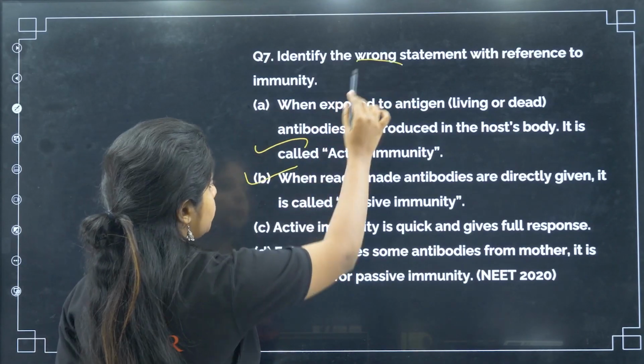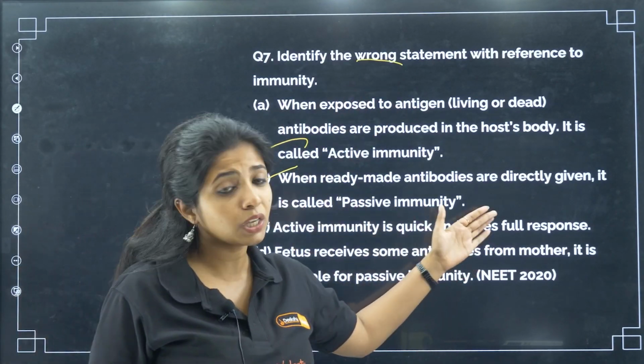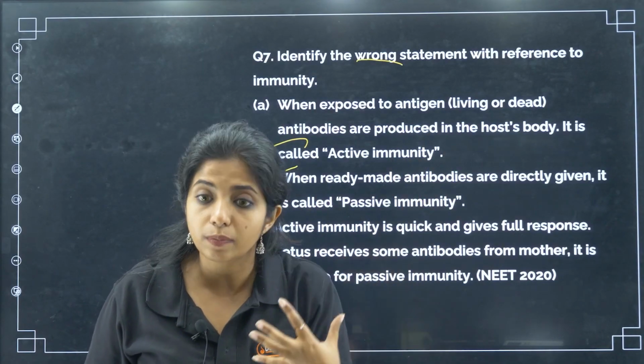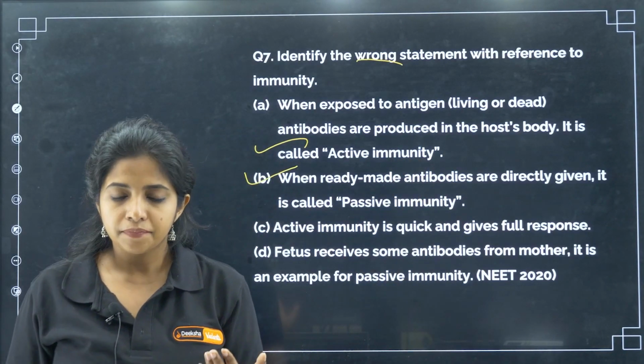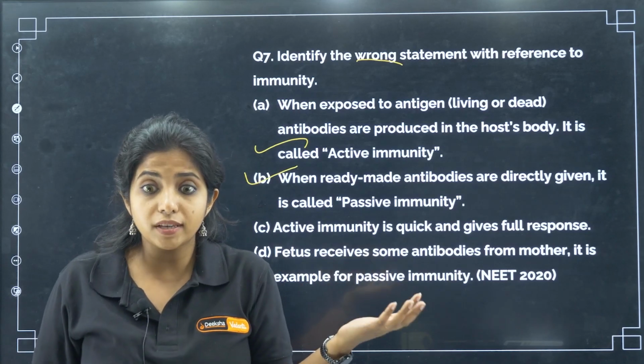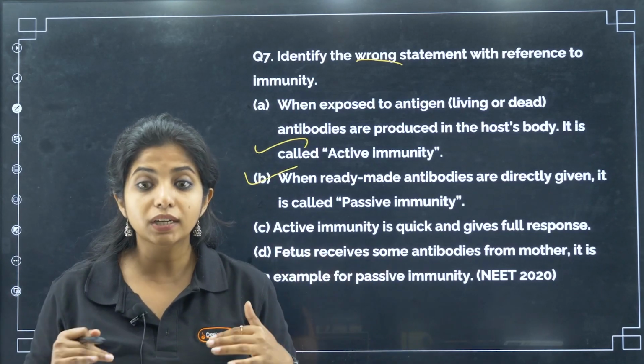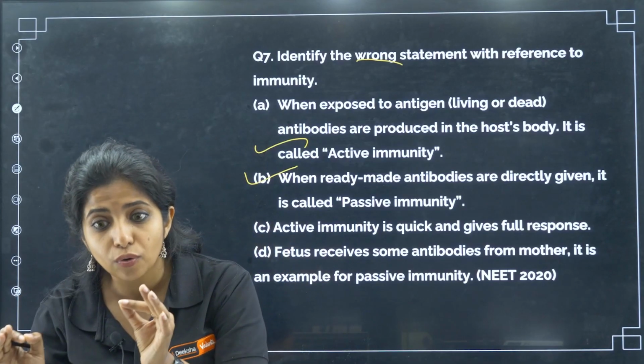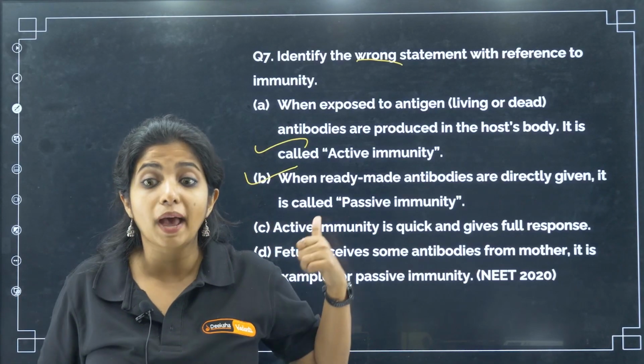You have to find the wrong statement, right? Now, active immunity is quick and gives full response. Whenever you want your body to work on something, my dear children, it will be a slow response. It cannot be quick. Some antigen came, my body is seeing it for the first time. Obviously, it will take some time to produce antibodies. So, active immunity is actually slow. If you want it fast, you do passive immunity.